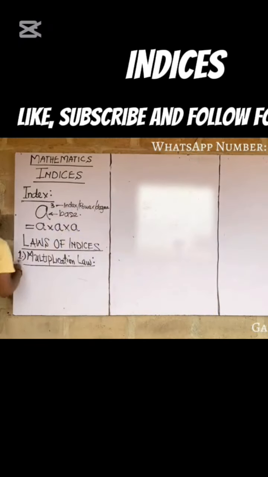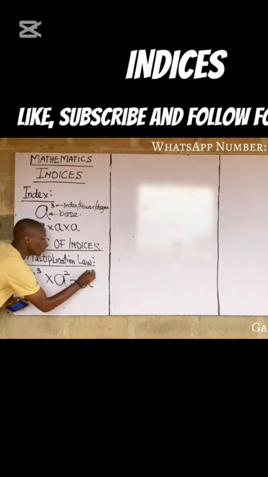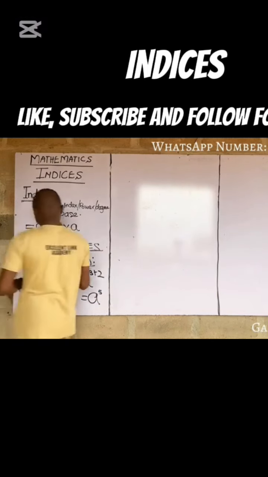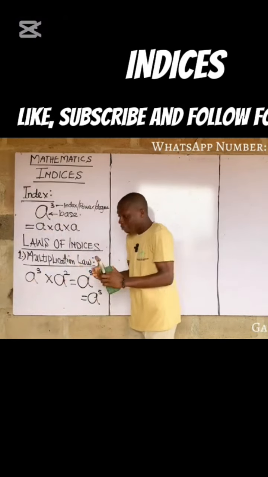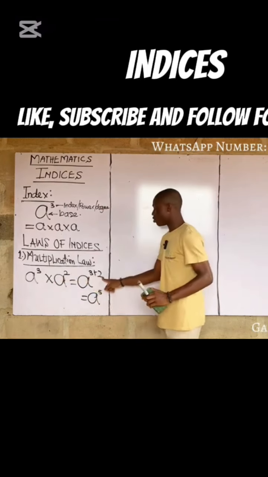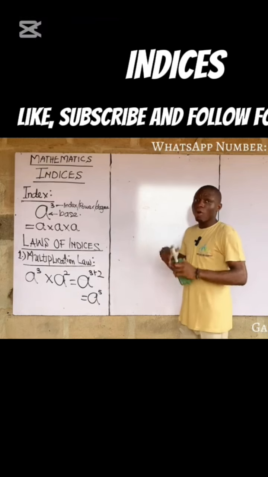So let's say I have a to power 3 multiplying a to power 2. We said when like bases, or when the same bases, are multiplying in this form, simply add their power. So that becomes a to power what? 3 plus 2. That gives a to power 5. So note that when like bases, a and a, are multiplying, simply add their power. 3 plus 2 gives 5. That becomes your concept behind multiplication law.